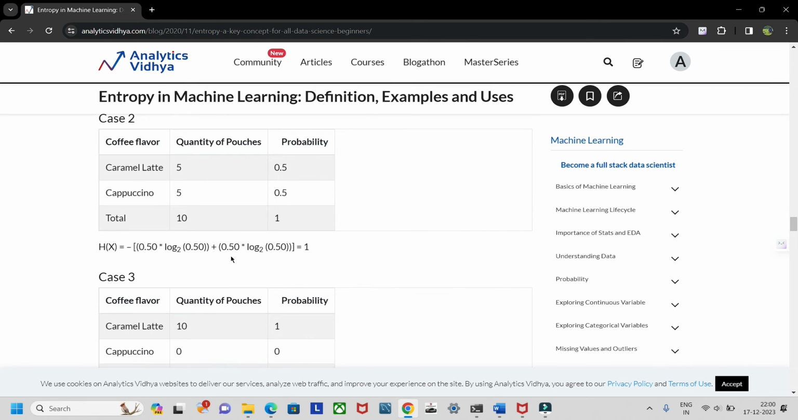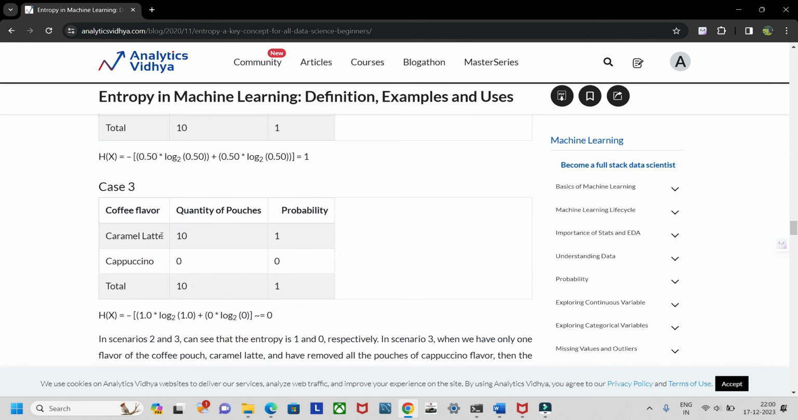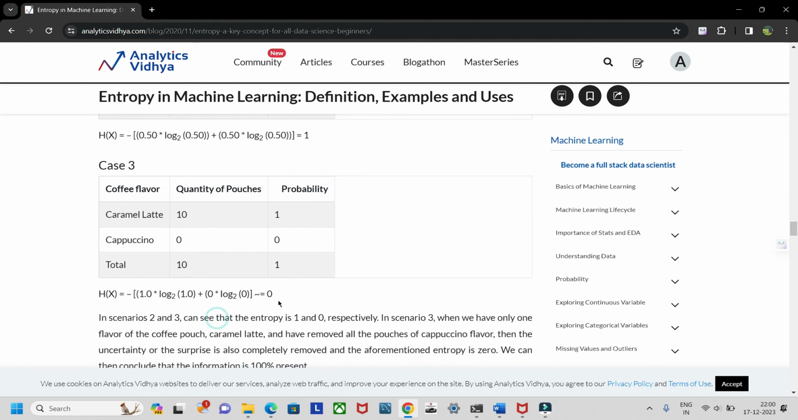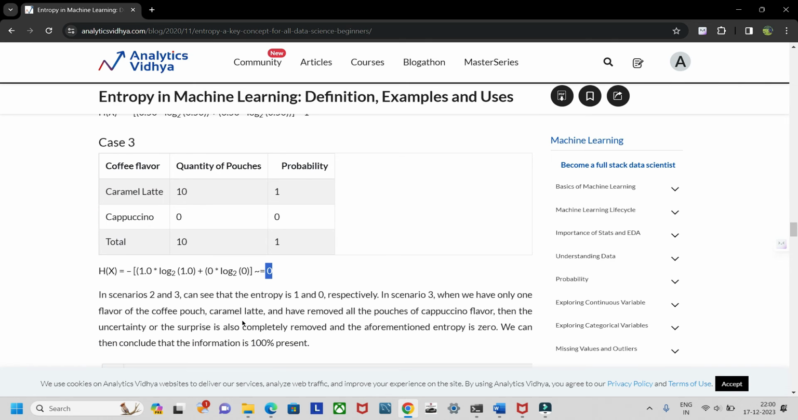Now in case 3, you can see that caramel latte is 10 and cappuccino is 0. Here you can see that the entropy is directly 0. That means in scenario 3, we have only one flavor of coffee pouch, caramel latte, and have removed all the pouches of cappuccino. Then the uncertainty or the surprise is completely removed, and the entropy is 0.